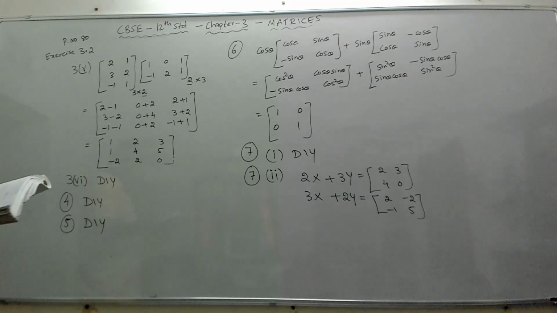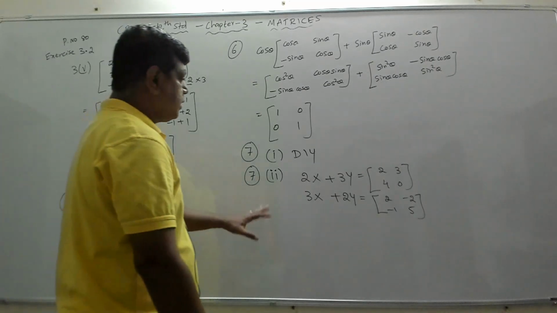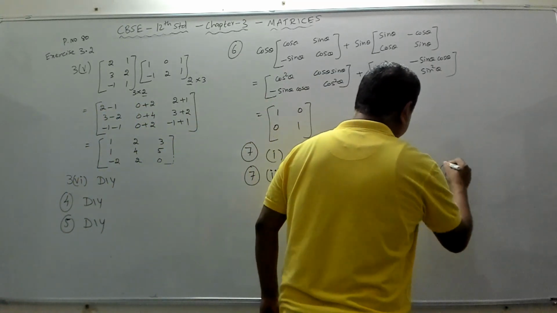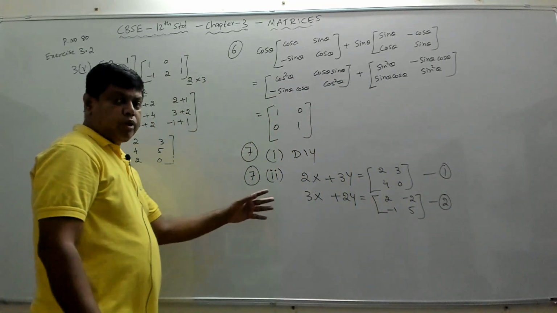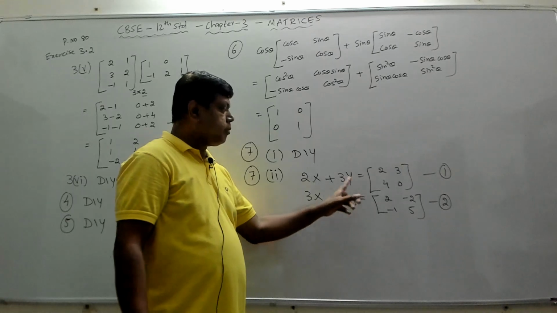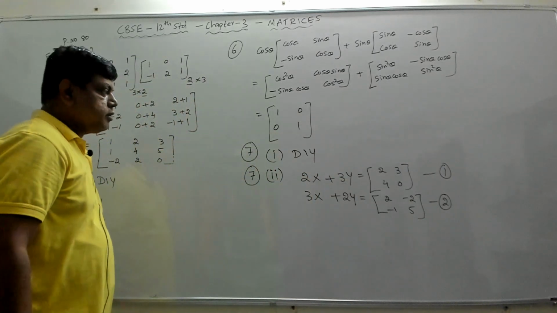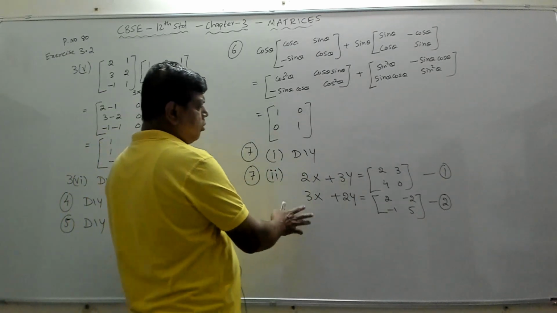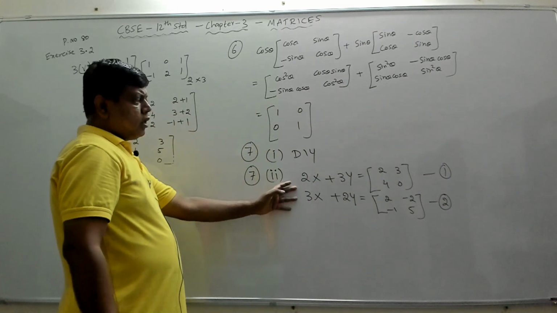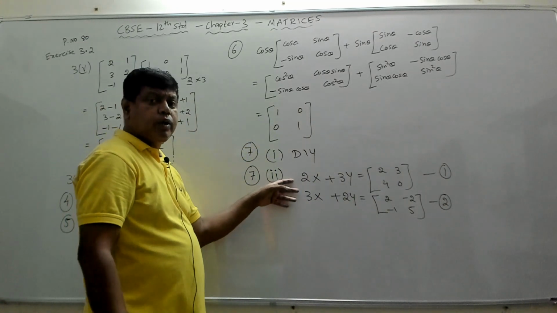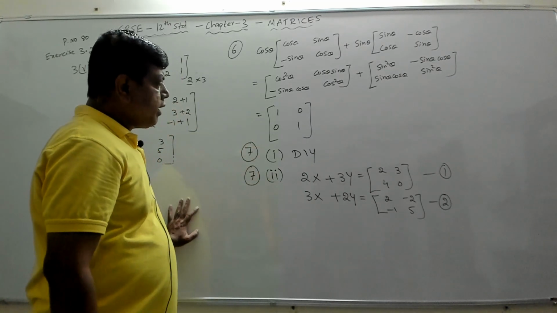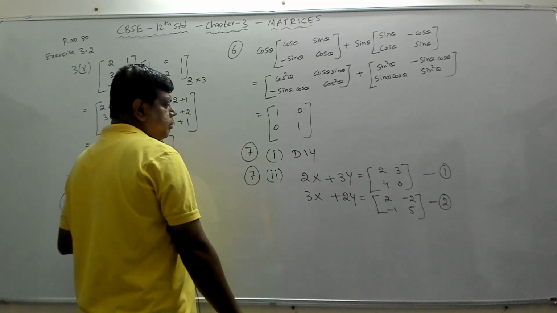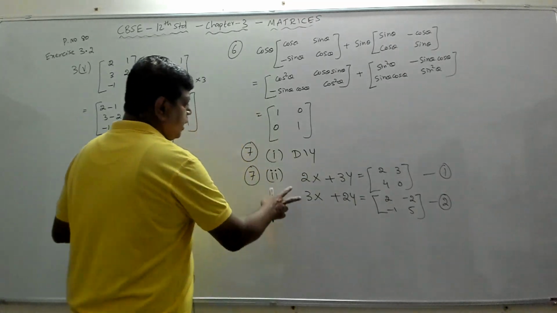Now we need to find the matrices capital X and capital Y. We call these equation 1 and equation 2. Capital X is a matrix, capital Y is also a matrix. We need to find both these matrices. For that we can solve by the elimination method, like how we used to solve a pair of linear equations in 2 variables in 10th standard. We can use either elimination or substitution. We'll go by elimination method, that is easy.